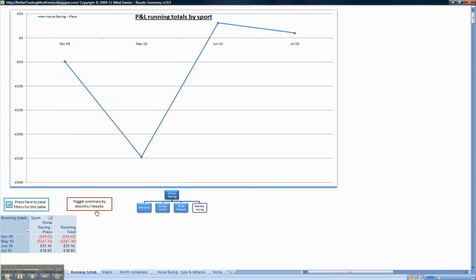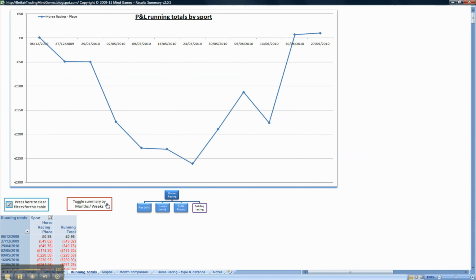There's only 4 months worth there, so let's make that a bit more detailed by clicking on this so that we can see it by week. So you've got a few more data points. So you can see that the turning point was here, which was the week starting 23rd of May. And you can also hover over any point to get the exact figures.